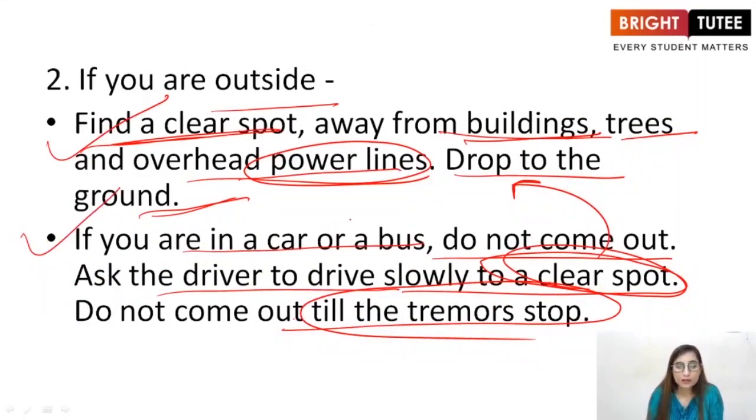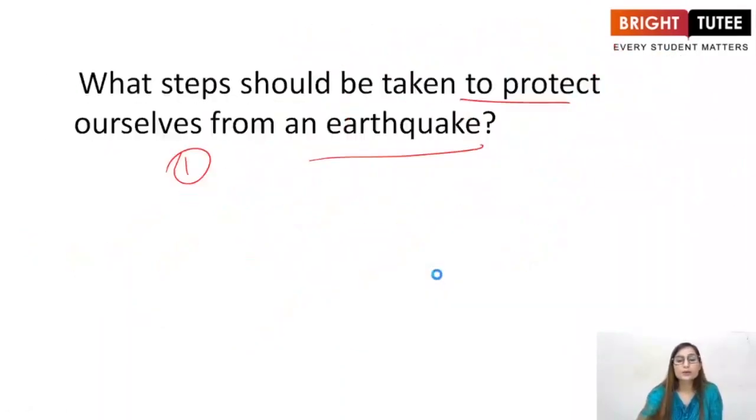If you are in a car or a bus, do not come out. Ask the driver to drive slowly to a clear spot and do not come out till the tremors stop. So these are the steps that you should take when you are inside and outside during an earthquake, and this is a 3-mark question, so you have to explain in detail what you should do according to the situation, right?